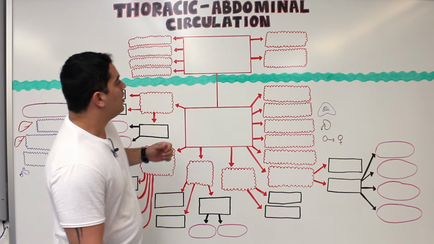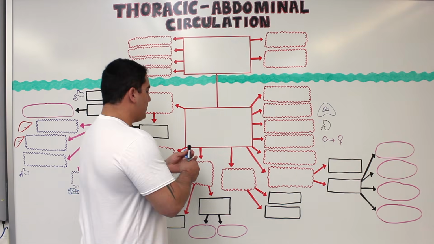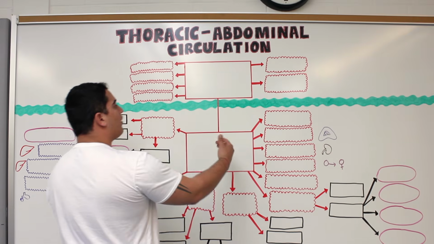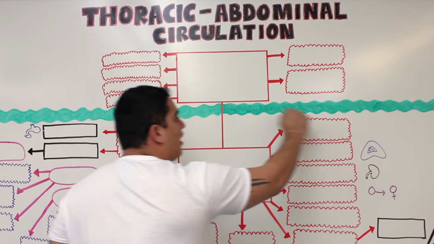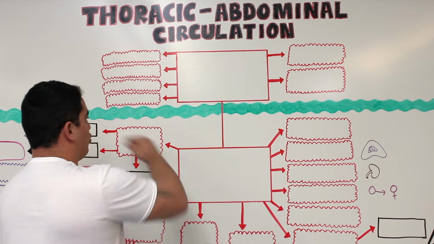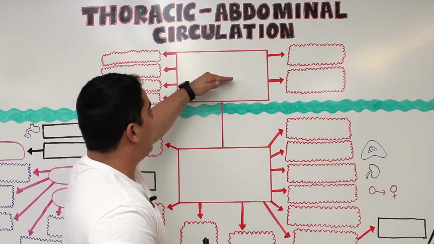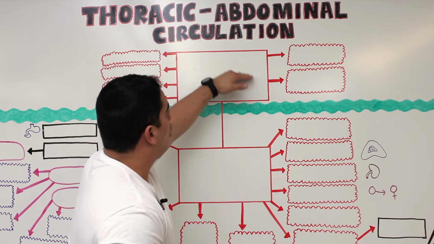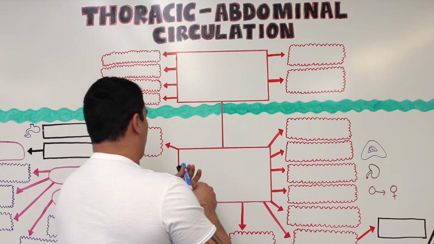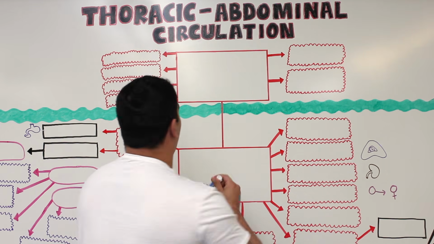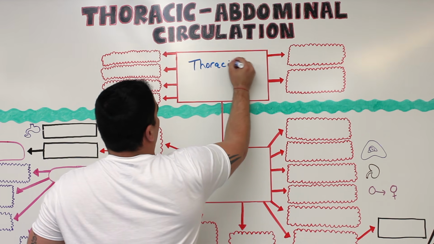All right. So we're going to start up here first with the thoracic aorta. You can tell that because the thoracic aorta is the large vessel that's going to be above or superior to the diaphragm. This green line here is supposed to represent the diaphragm. So superior to the diaphragm is this large artery here called the thoracic aorta. It's a part of the descending aorta, which is coming off the aortic arch. So this is called our thoracic aorta.